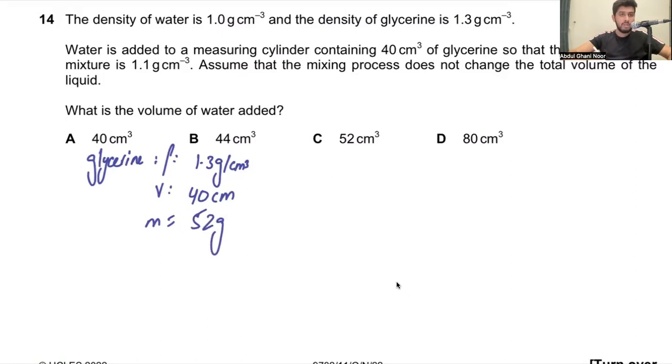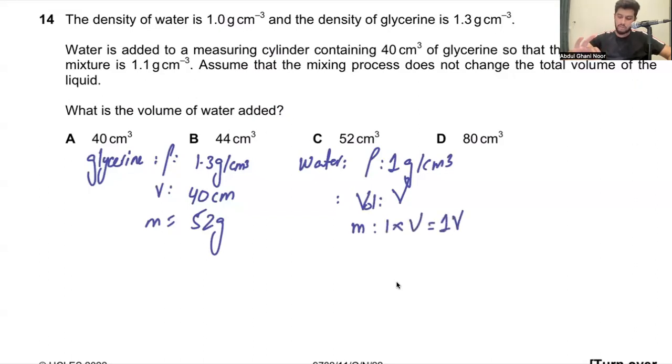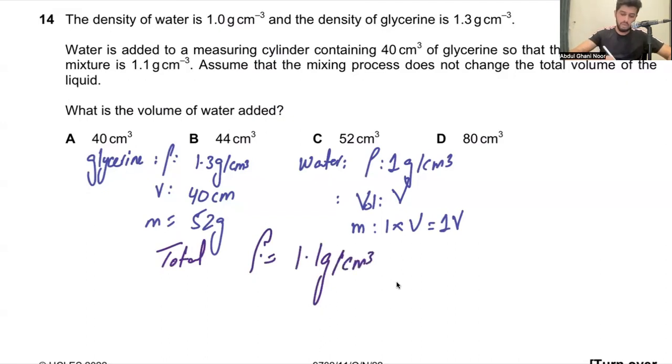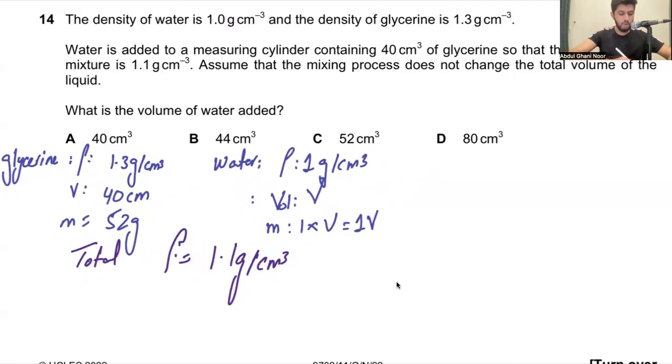As far as water is concerned, water has a density of 1 gram per centimeter cube. The volume of water is unknown, so let's call this V. Volume is V, and the mass is 1 multiplied by V, which is 1V. So we have the mass, we have the volume. And what we also know is that the total density of the mixture is 1.1 grams per centimeter cube. Now the question is, what is the volume of water?